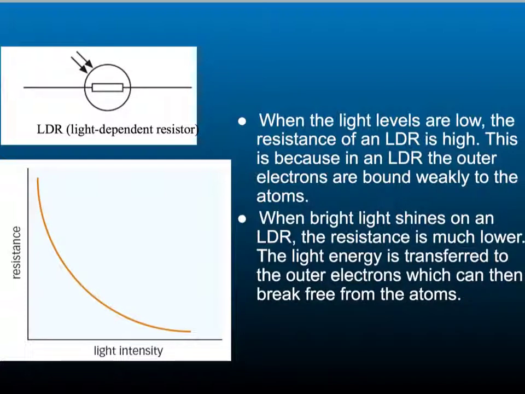And you should remember that the flow of electrons is equal to the current. And if you've got more current flowing, then you will have less resistance. The graph of light intensity and resistance for an LDR will always give you this shape. So it's showing us that as light intensity increases, the resistance decreases. And that's because more electrons can break free from their atoms, and then they can flow around to carry the current.